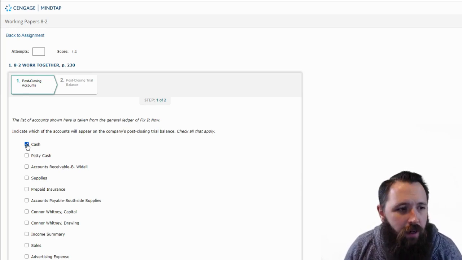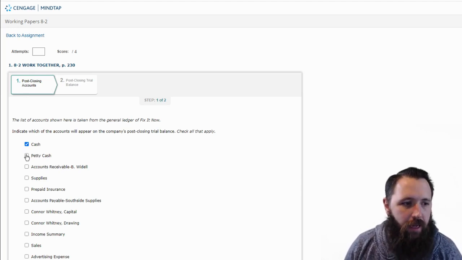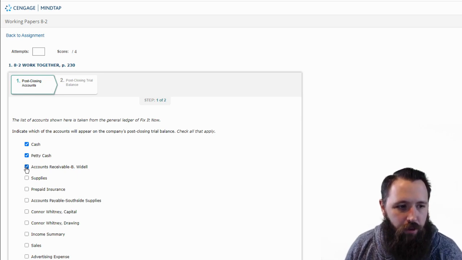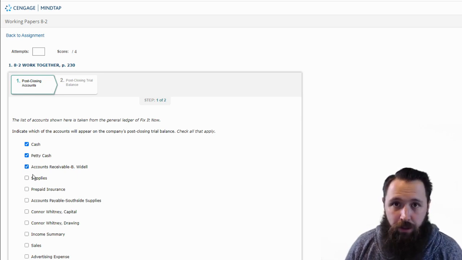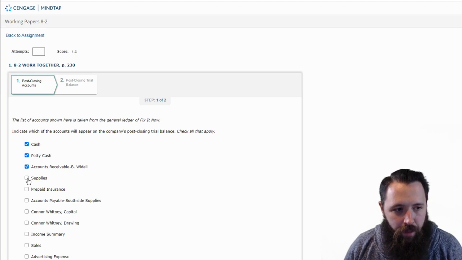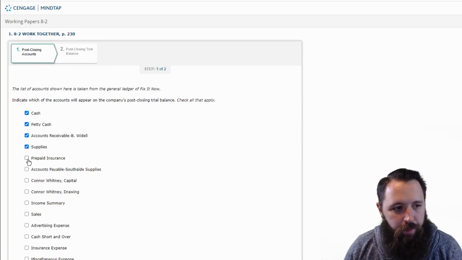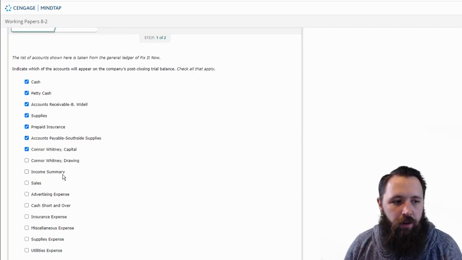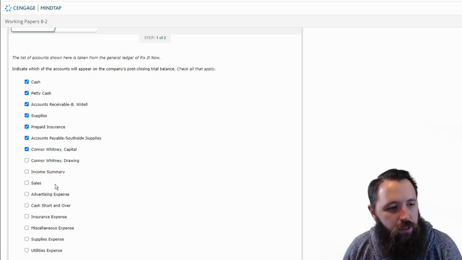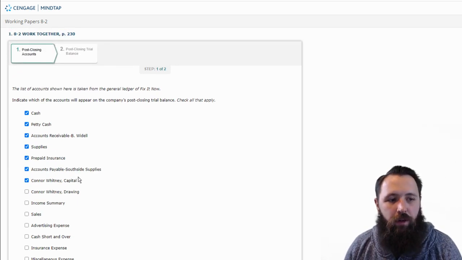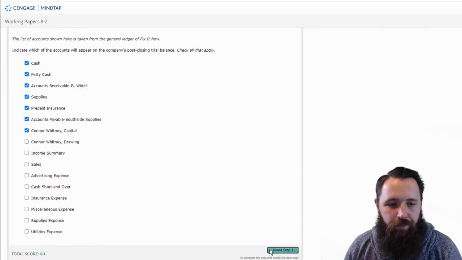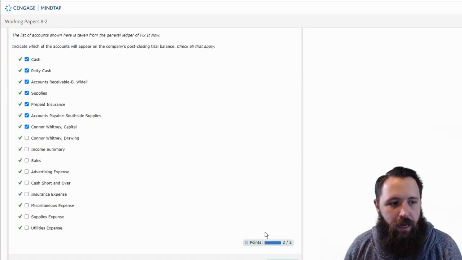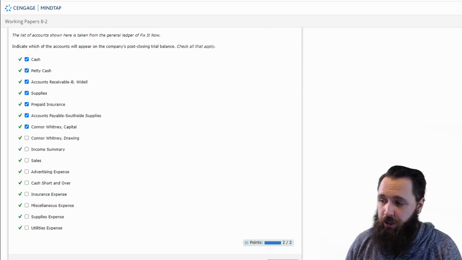So let's see here. It's going to be our assets, cash and petty cash. Those don't go anywhere. Accounts receivable, B. Widwell is still going to owe us that money. Supplies, prepaid insurance, accounts payable, and our capital. Now we look down here, we've closed drawing, we've closed summary, we've closed sales, we've closed all of these expenses. So it's only going to be our permanent accounts. Let's grade that step, and we are good to go there.